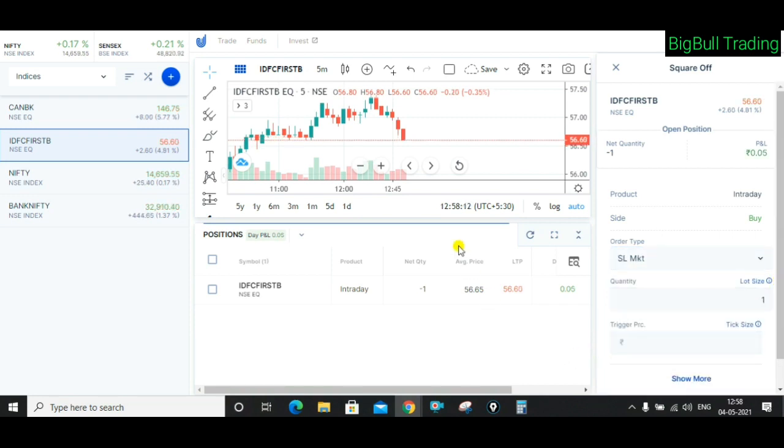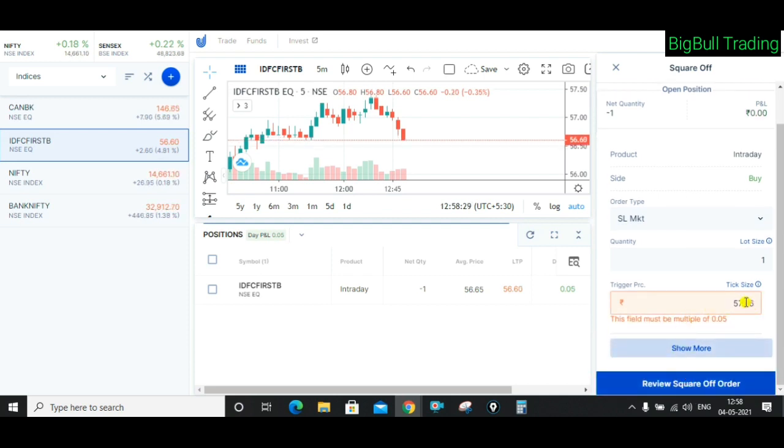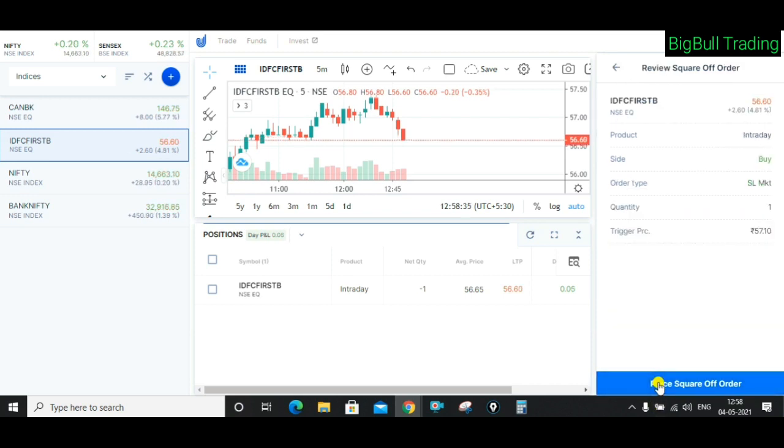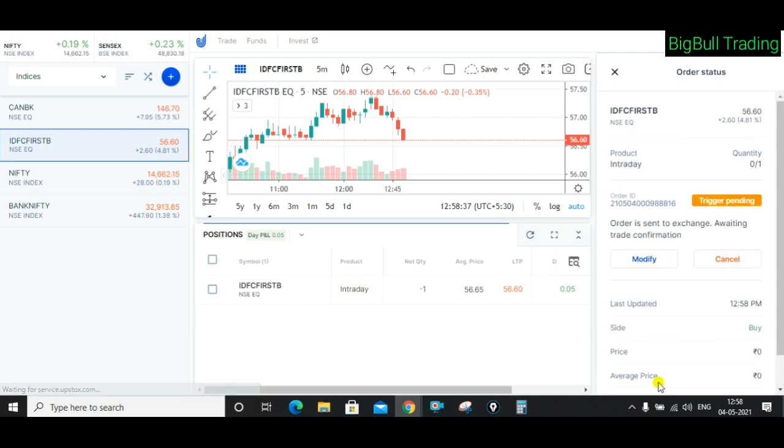The quantity is 1 and for example the price is now 56.60. You want to put the stop loss at 57.06. So you put the price as 57.06. It should be in the multiple of 10, so you put 57.10 and you put the button. So you can see the order is already placed.